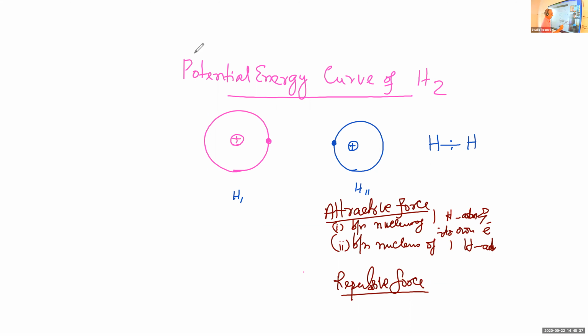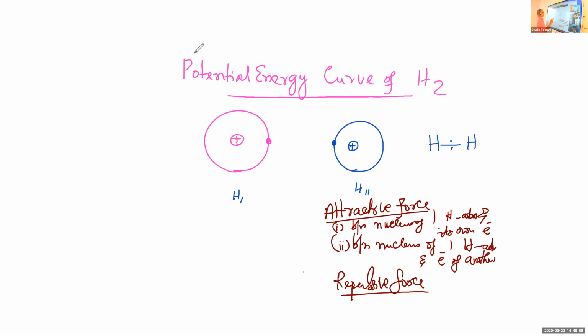and electron of another hydrogen atom. There is also a chance for attraction because the nucleus is positive and the electron is negative. So there is natural attraction. So the second type of attraction is the attraction between the nucleus of one hydrogen and the electron of another hydrogen.